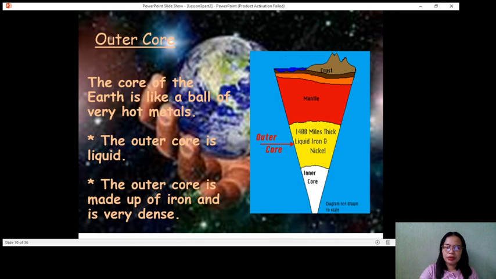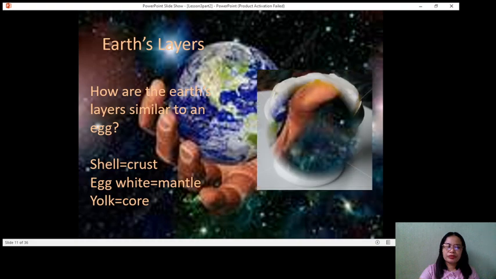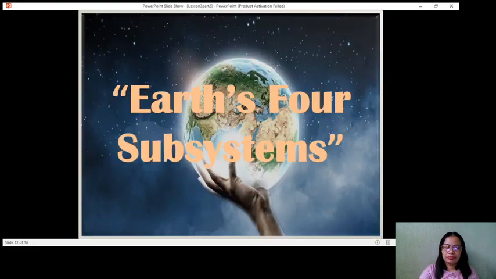Now, how are the Earth layers similar to an egg? Well, the shell is the crust, the egg white is the mantle, and the yolk is the core. Let's move on to Earth's 4 subsystems.